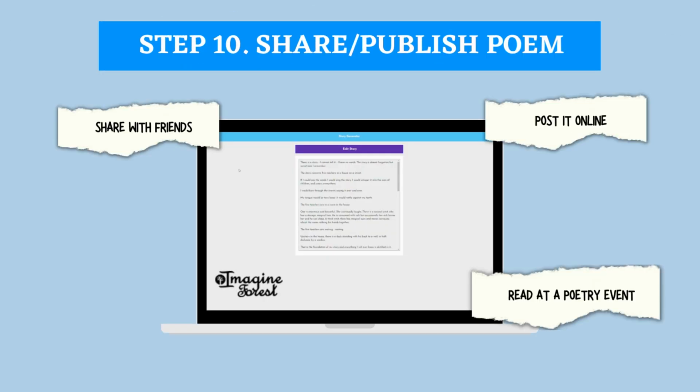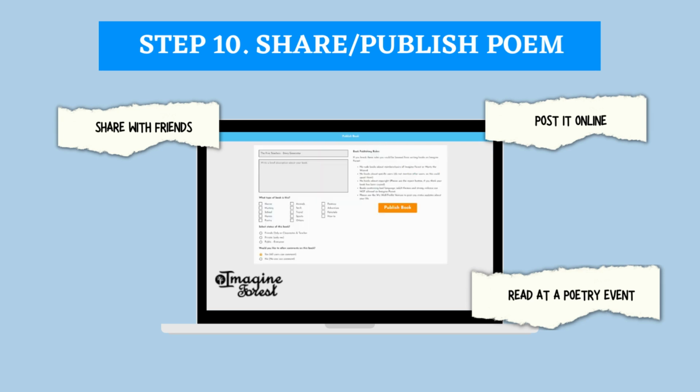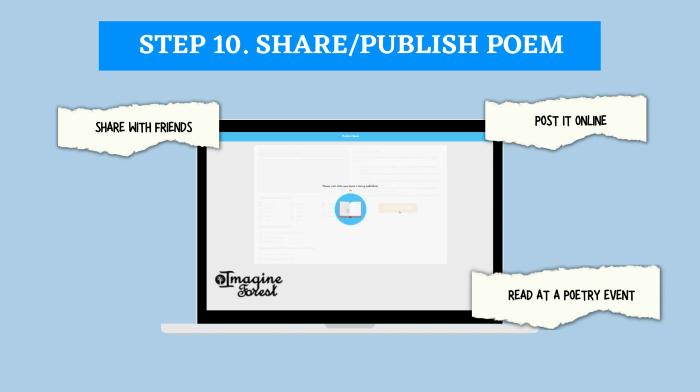Step 10. Share or publish your poem. The final step is to decide whether you want to share or publish your poem. You can write it in a card to a friend, post it online, or even read it aloud at a local poetry event or club.